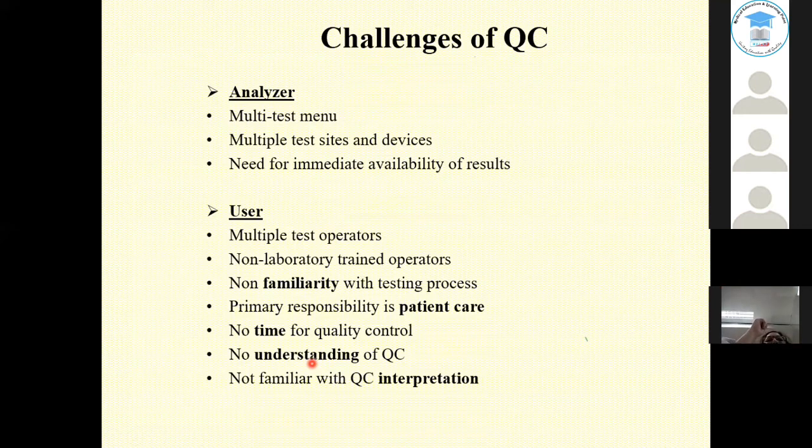Now, when I talk of IQC and PT in POC, there are a lot of challenges with respect to QC. So number one is analyzer based, because it is a multi-test menu. There may be multi-test sites and devices and need for immediate availability of result. From the user end, there are multiple test operators, non-laboratory trained operators, non-familiarity with testing process, primary responsibility being patient care. There's no time for quality control, no understanding of QC, and not familiar with QC interpretation. So they do not know. Your nursing people will not be knowing how to interpret an LJ chart. So that's where you have to make it easier for them.